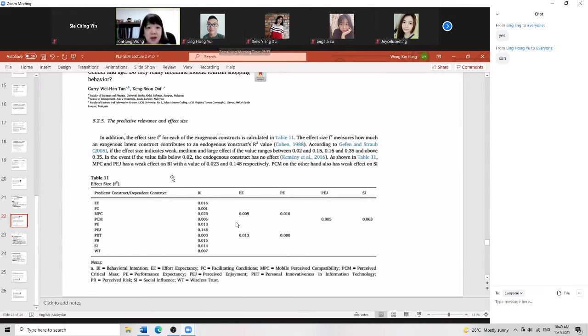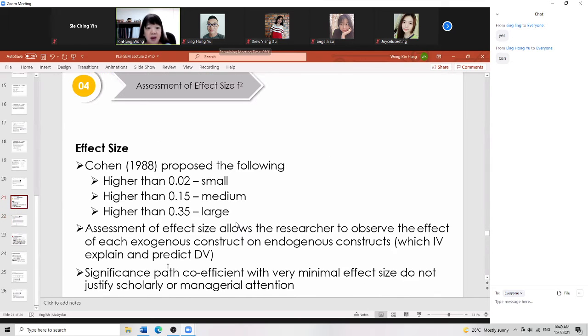Any question with this? Okay, so higher than 0.02, small, okay? Higher than 0.15, medium, okay? Higher than 0.35, large, okay? The effect size of exogenous on the endogenous construct, okay? All right.